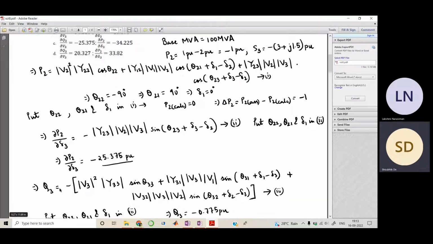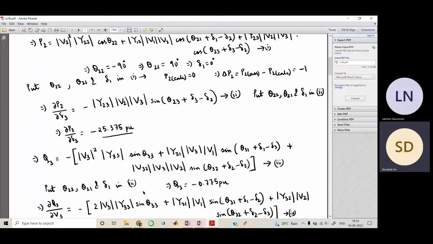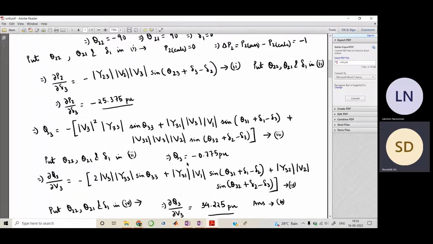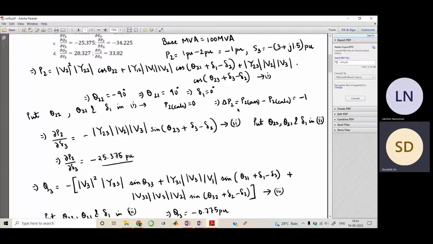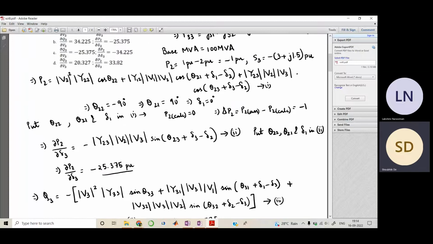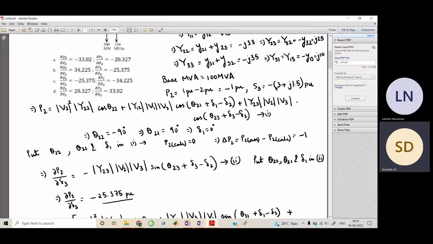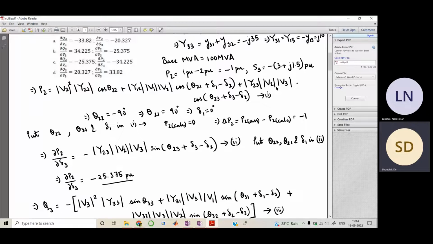And we also know the formula of Q3. Now there is a minus because the apparent power S is, as you know, P minus JQ, right? So the minus comes here, and you have this formula. You put everything here, and it comes out to be Q3 is minus 0.775. So what would be delta Q3? This I haven't written here. Delta Q3 would be your Q3 assumption, which we calculated.